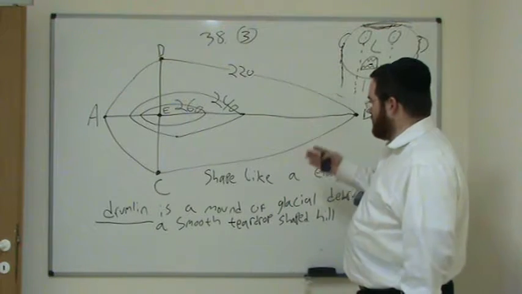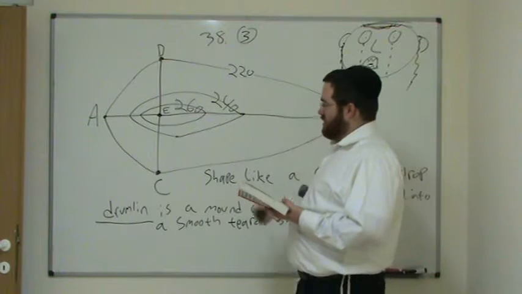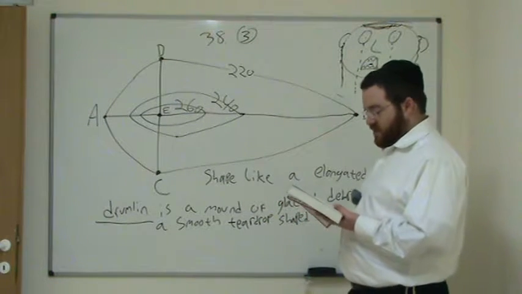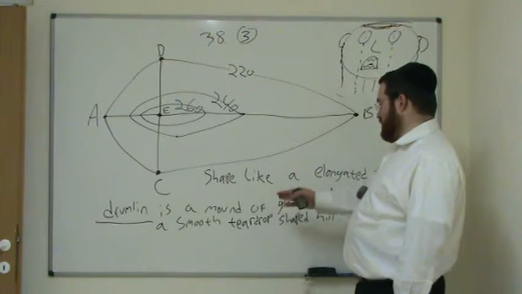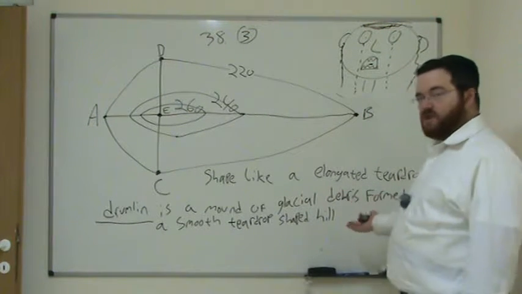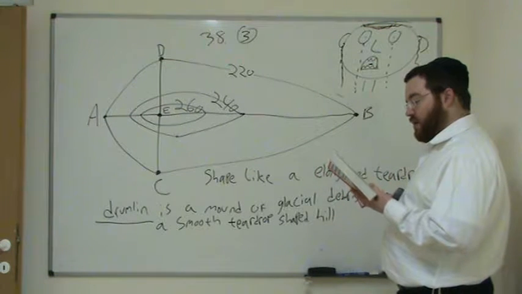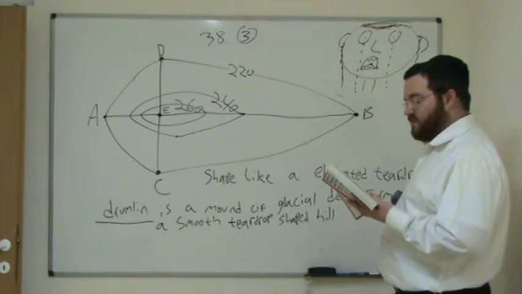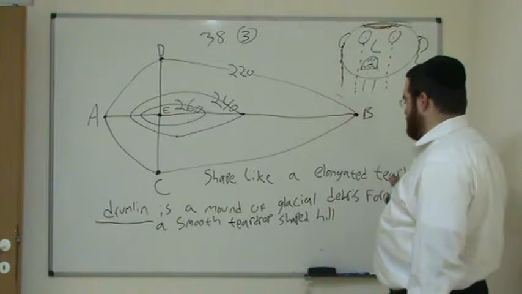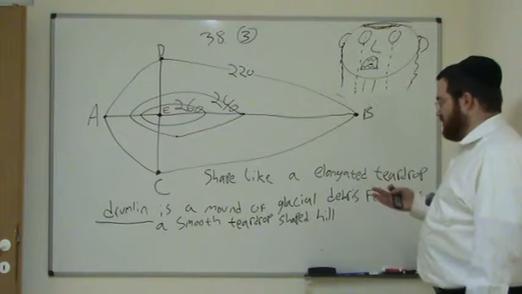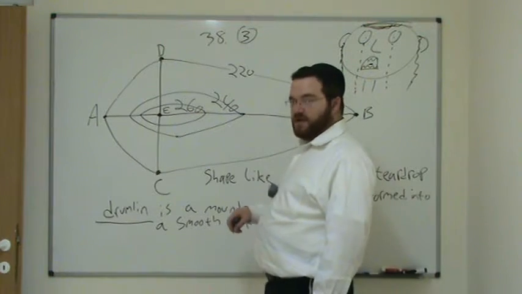A U-shaped valley? Does it look like a U-shaped valley? A sand dune? Doesn't say anywhere that it's a sand dune. A drumlin? Well, it does look like a drumlin because a drumlin is a mound of glacial debris, and we said it's glacial debris. It's a hill formed by glacial deposition. So that's a drumlin because a drumlin is a mound of glacial debris formed into a smooth teardrop-shaped hill. And this looks like a teardrop.